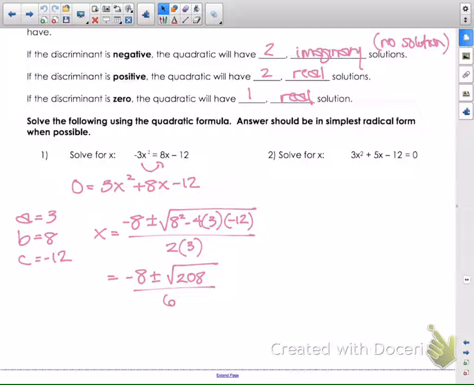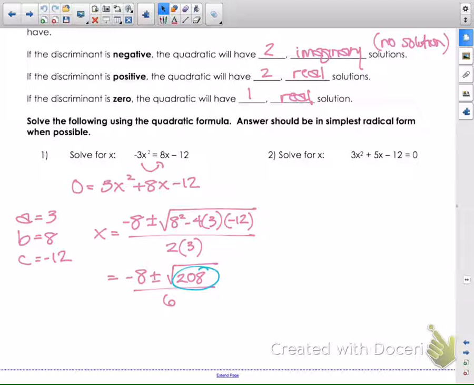I moved everything to one side, and I simplified the number under the square root. Can we all get to this point? Yes? Okay. Before I even do anything with that 208, this is what the discriminant tells us.